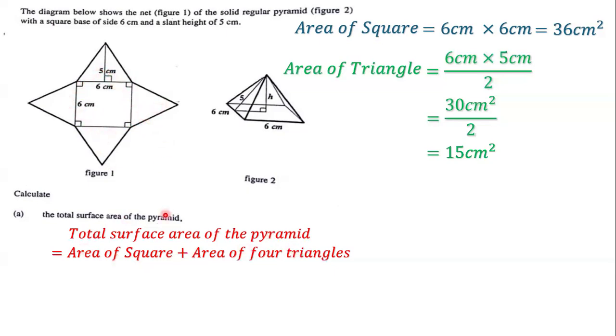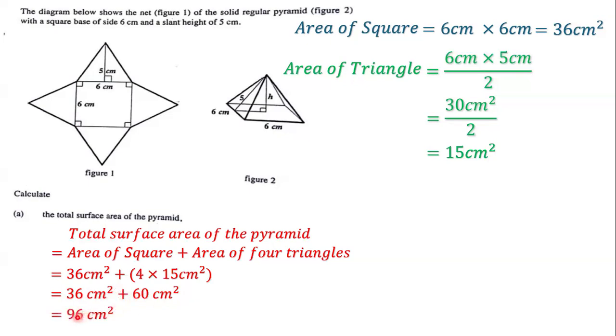Okay, and so the area of the square is 36 centimeters squared, plus the area of the 4 triangles is going to be 4 times 15 centimeters squared, and 4 times 15 centimeters squared is definitely 60 centimeters squared. So we have 36 centimeters squared plus 60 centimeters squared, and when we add the 2, we get 96 centimeters squared. So the total surface area of the pyramid is 96 centimeters squared.